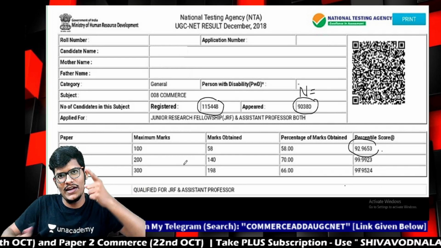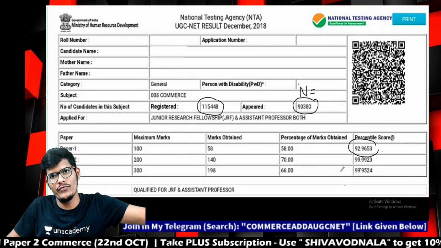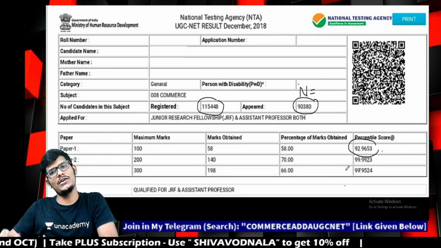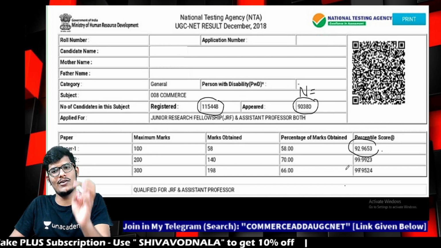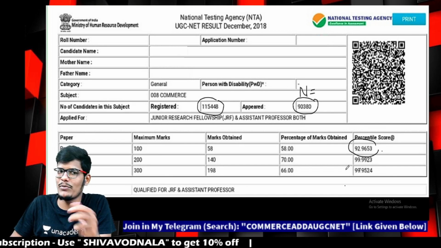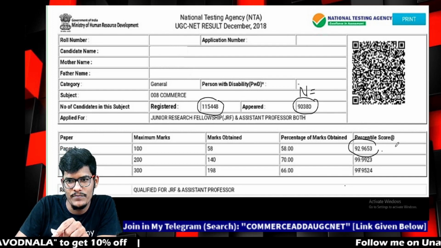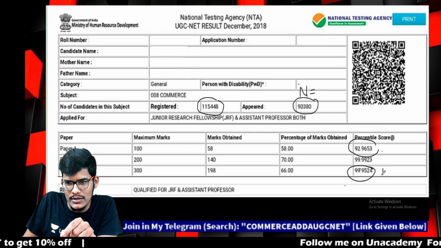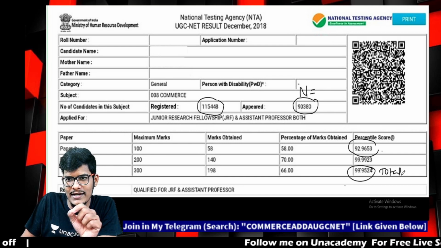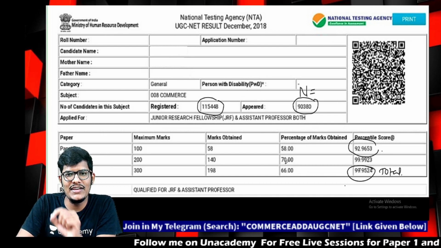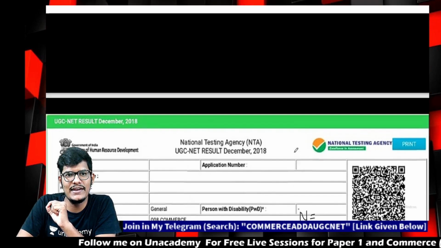We can identify his rank in paper 1, we can identify his rank in paper 2 exclusively, and we can also identify the aggregate total rank in commerce by including paper 1 and paper 2. Let us take the same numbers. First we'll calculate the total aggregate rank. 99.9524 is the percentile and 90,380 is the number of candidates who appeared.